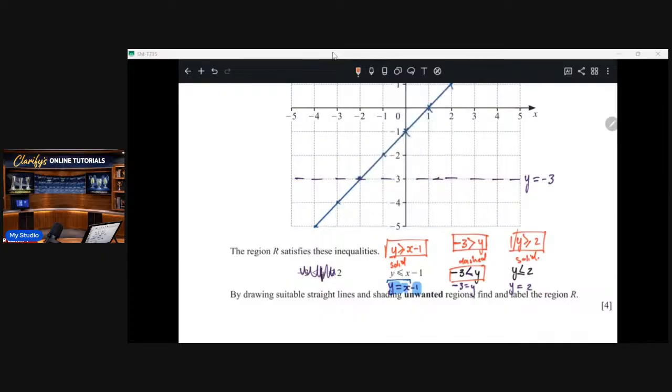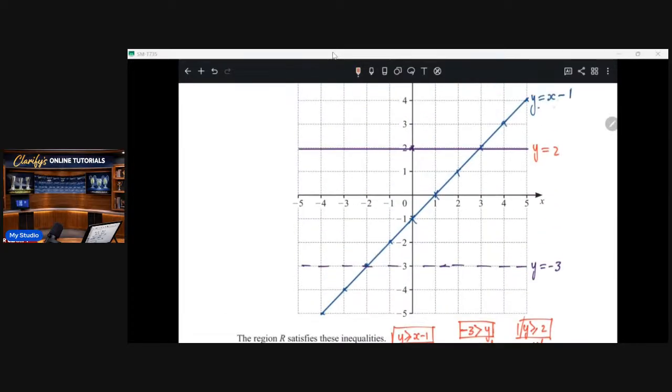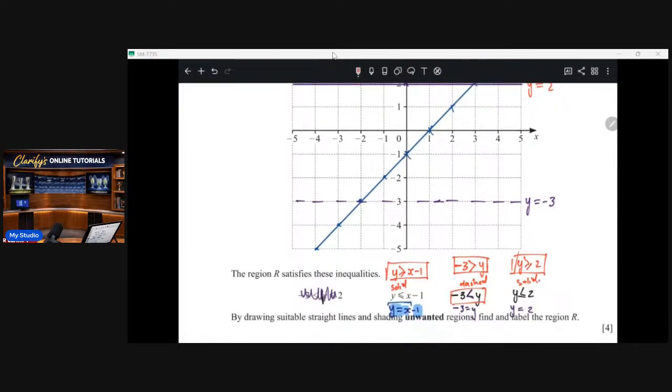Y is greater than. These are the ones which you actually shade, because they want you to shade unwanted, which means opposite of wanted. So they want y greater than x minus 1. So you go to the line x minus 1. You are going to shade this inequality which you created, this one. Y is greater than, which means you are shading everything on top of this line.